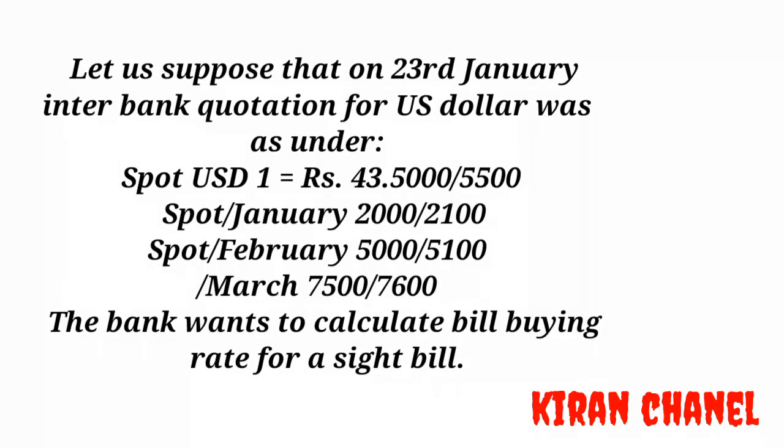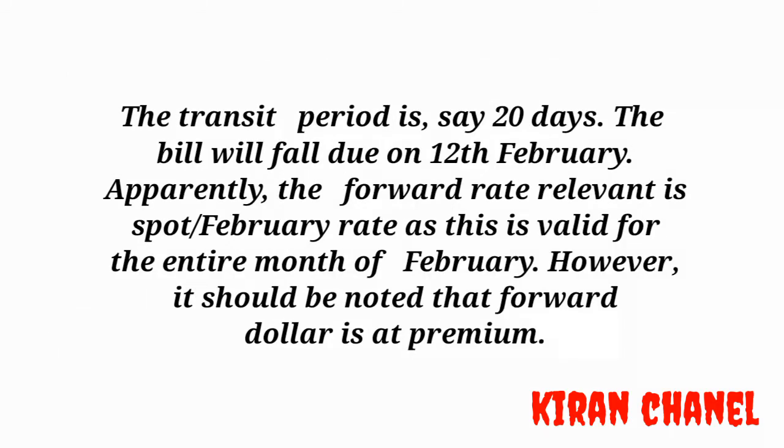Let us suppose that on 23rd January, the interbank quotation for US dollar was as under: spot USD 1 equals Rs 43.5000 to 5500. Spot January 2,000 to 2,100. Spot February 5,000 to 5,100, March 7,500 to 7,600. The bank wants to calculate the bill buying rate for a sight bill. The transit period is, say, 20 days. The bill falls due on 12 February.